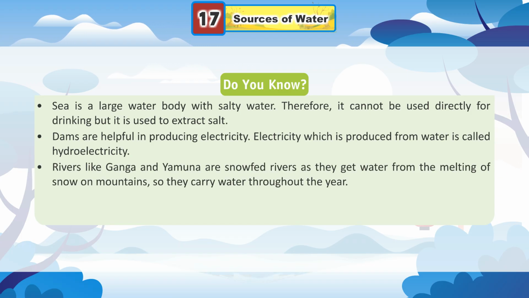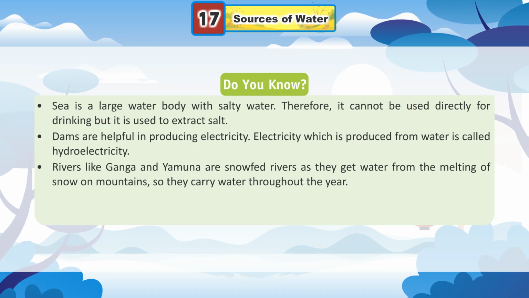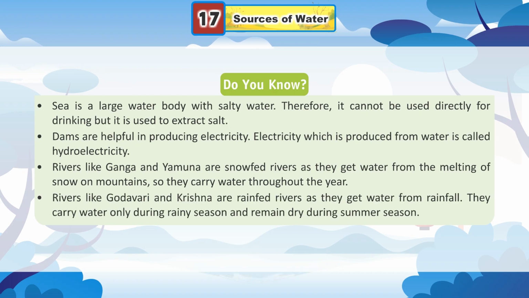Rivers like Ganga and Yamuna are snow-fed rivers as they get water from the melting of snow on mountains, so they carry water throughout the year. Rivers like Godavari and Krishna are rain-fed rivers as they get water from rainfall. They carry water only during rainy season and remain dry during summer season.